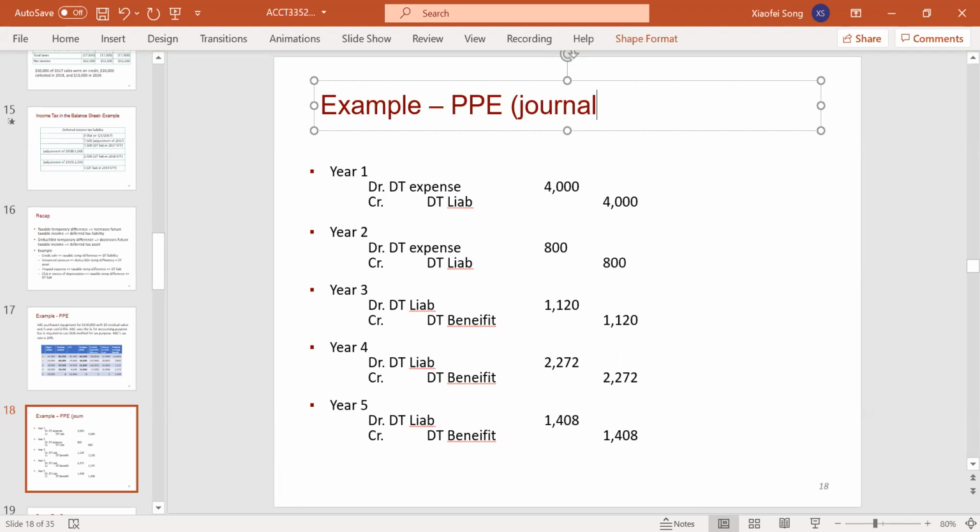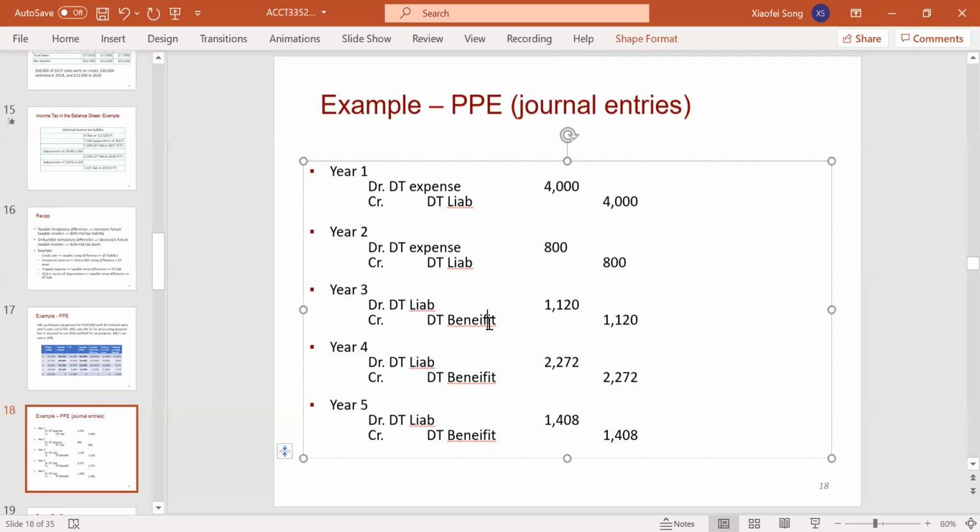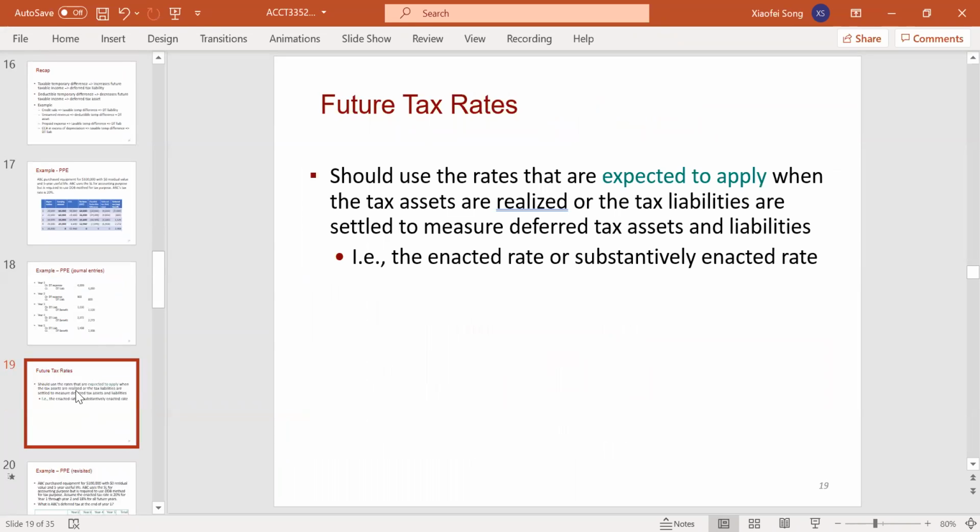Journal entries or adjusting entries, whatever you want to call it. Questions? Make sense? Okay. All right. So that's good. So now we'll just talk about the tax rate.